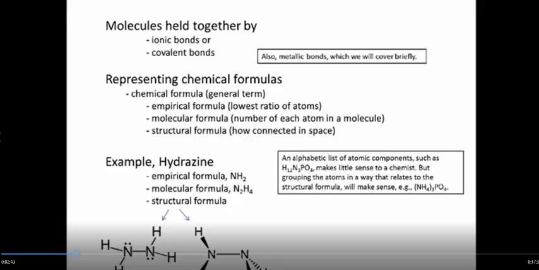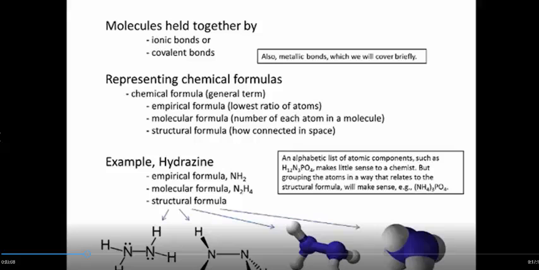We might also represent hydrazine in the following way, where we have wedges and dashes to try to indicate some three-dimensional structure. That is, the wedges are coming out of the plane of the board or the screen, and the dashes are going back. Or we might represent it in this manner, which is a ball and stick representation, or even in a space-filling representation shown here. So these latter four are all structural formulas. Of course, some are easier for you to draw than others.